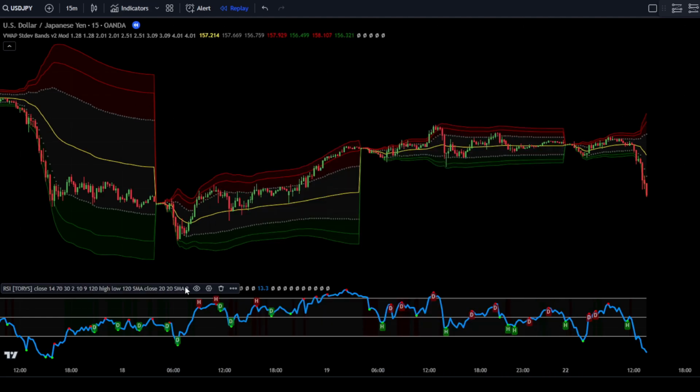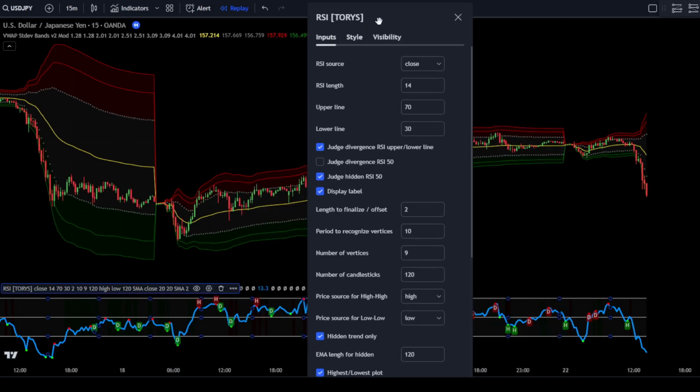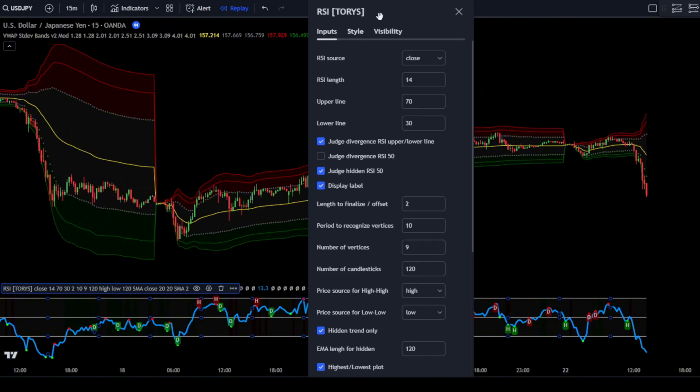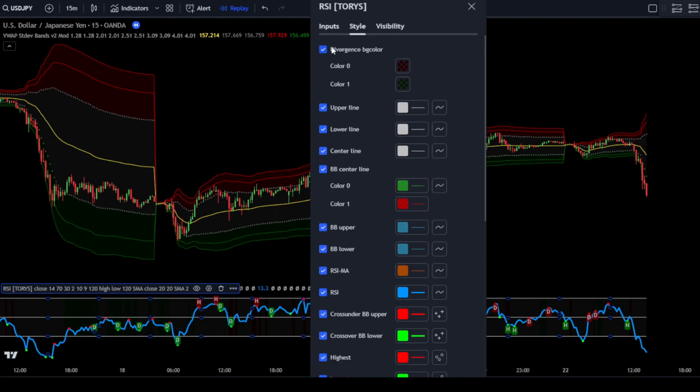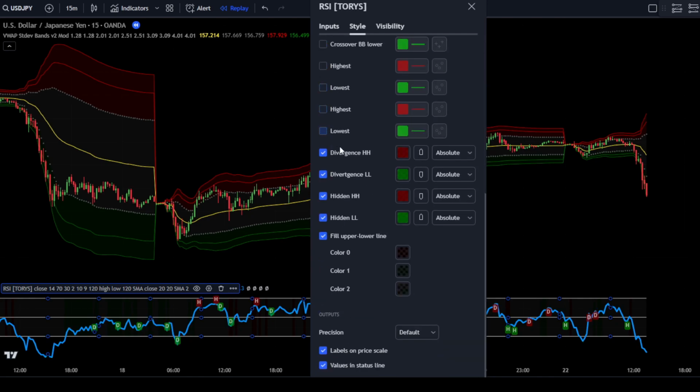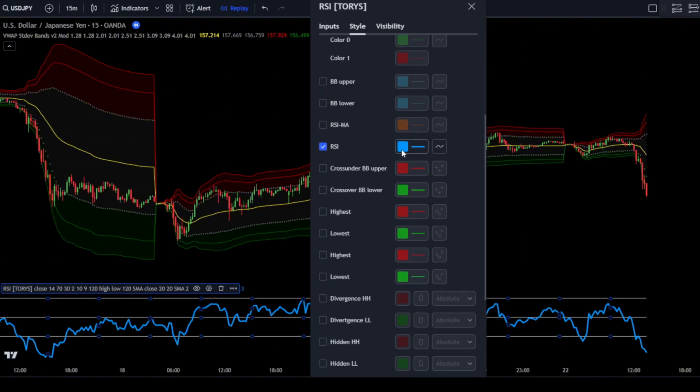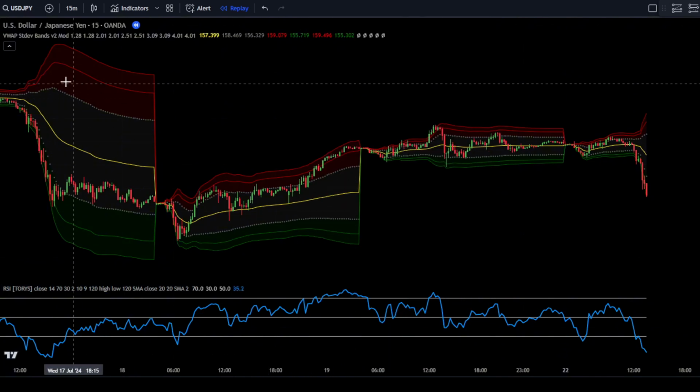Next, let's set up the RSI Divergence Indicator. Open the RSI Divergence Indicator Settings tab. In the Input tab, leave the indicator on its default settings. Then, go to the Style tab. In the Style tab, remove all markers except for the upper line, lower line, center line, and RSI. Then, adjust the thickness and color of the RSI line according to your preference. Once done, simply click OK to confirm the changes.